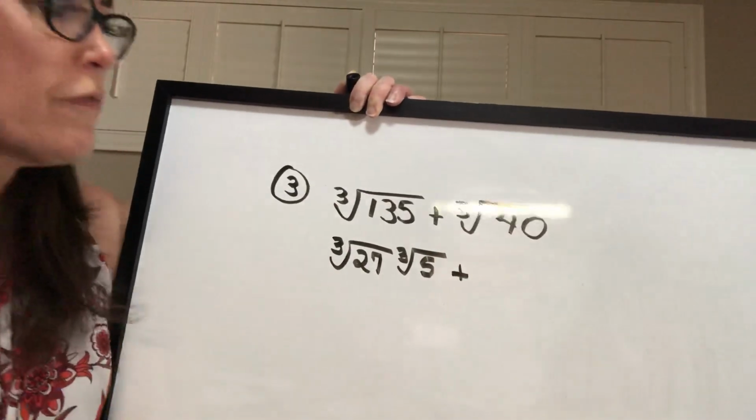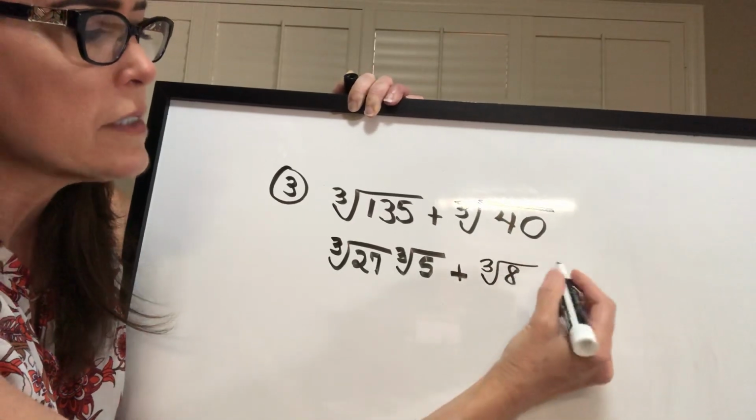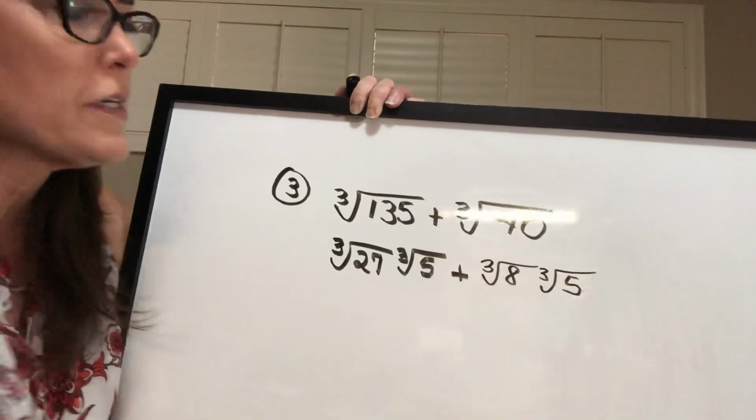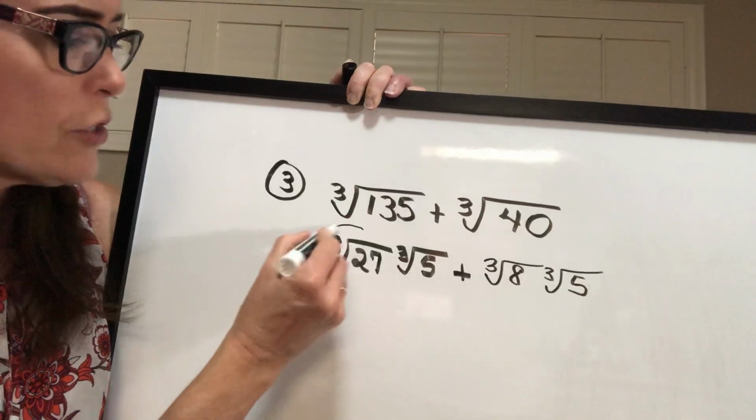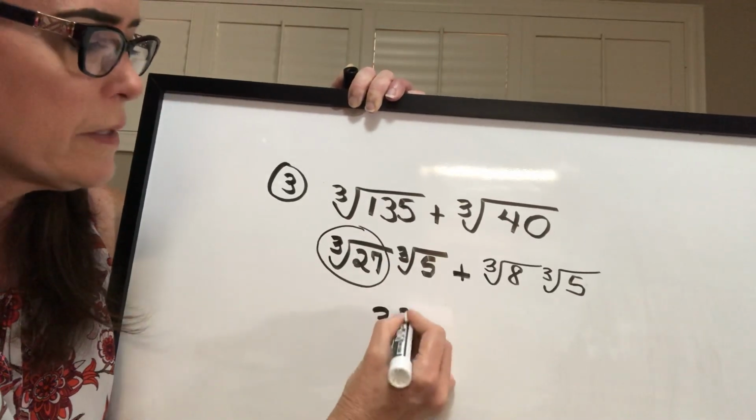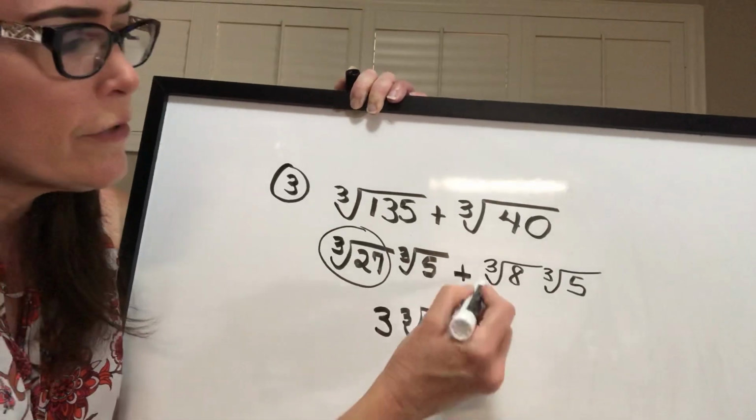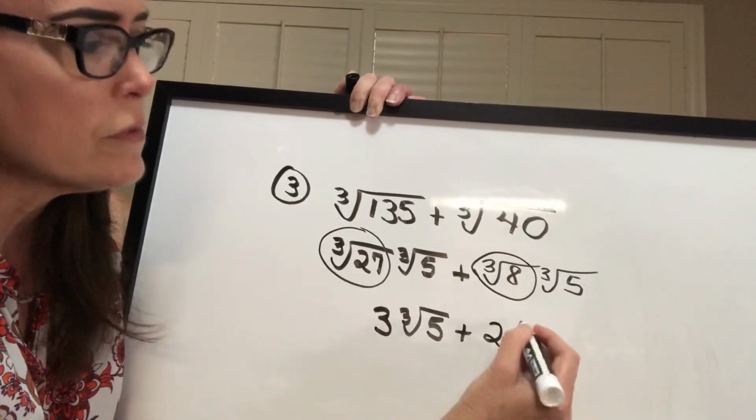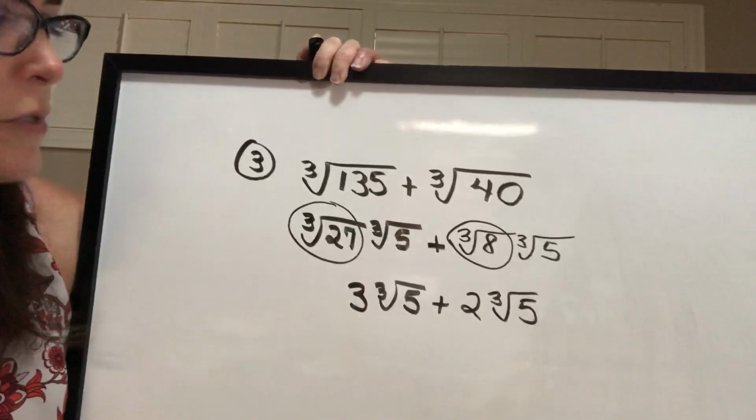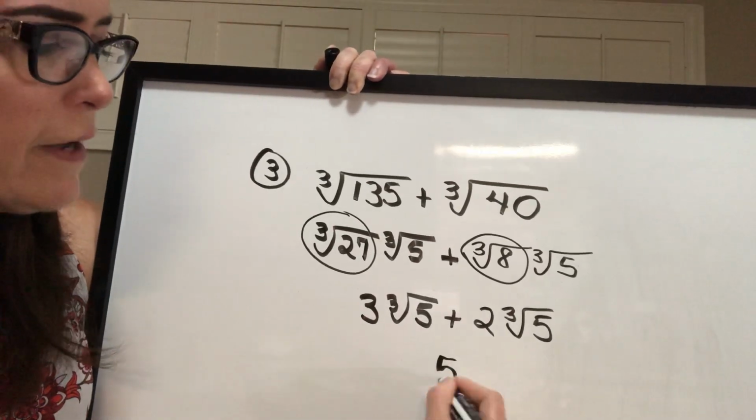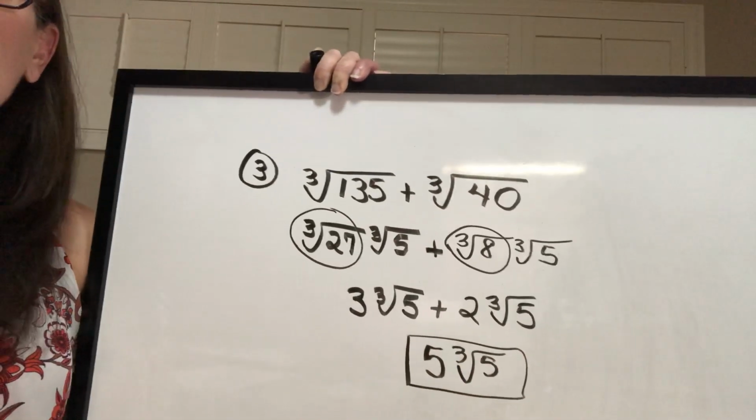Then you will do the same thing with 40. Find a perfect cube that divides into 40, and you'll find that to be 8 goes into 40 5 times. So now we'll simplify the ones that are perfect. The cube root of 27 would be 3, so that would be 3 cube root of 5. And over here, the cube root of 8 is perfect. That would be 2, so that'd be 2 cube root of 5. And since they both have cube root of 5, you would be able to combine them. So 3 plus 2 would be 5 cube root 5. So number 3 is finished.